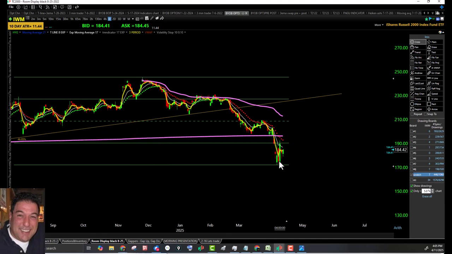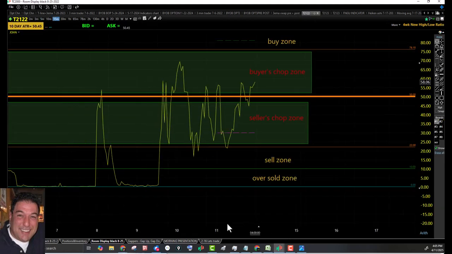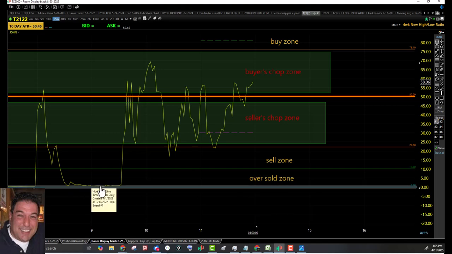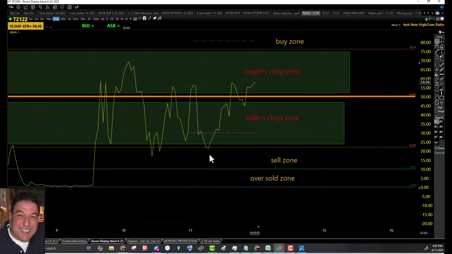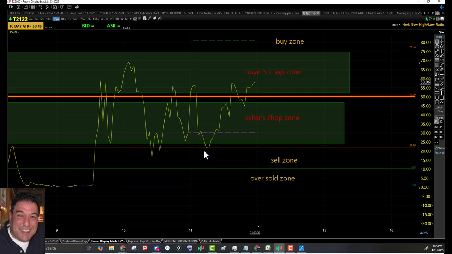There's an uptrend line, price action is underneath it. Take a look at T2122. And for price action, at least we're not in the oversold zone like we were a few days ago. Okay, so we produced a little higher low. This was the previous day's low, produced a higher low, and we produced a higher high. Well, not quite. A higher high than what we left off with over here.